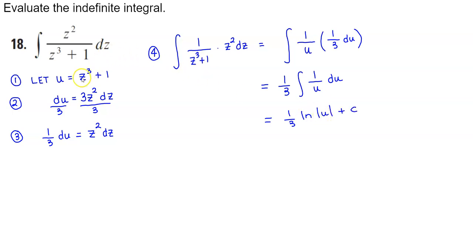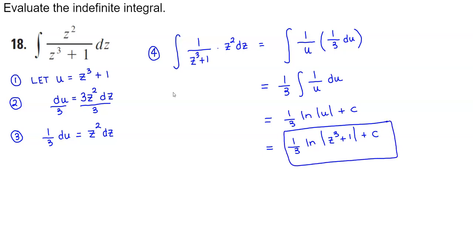Now what did we recognize u to be at the beginning, which is z cubed plus 1? So this is going to equal 1/3 times the natural log of the absolute value of z cubed plus 1 plus c, and there is our result.